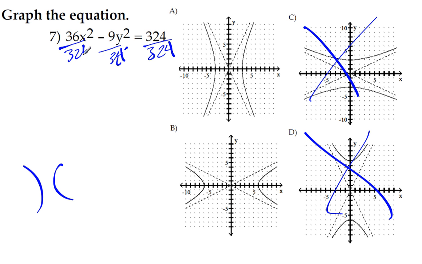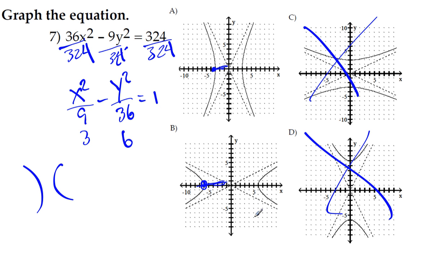Divide by 324. And you might be thinking to yourself, I really don't know what 324 divided by 36 is. Well, it just happens to be 9. So that's x squared over 9 minus y squared over 36 equals 1. So my x number is going to be 3 and my y number is going to be 6. So I look right here and we're definitely moving over 3, whereas this one is definitely moving over 6 on my x-axis. So my x number needs to match up, and that's going to be A.